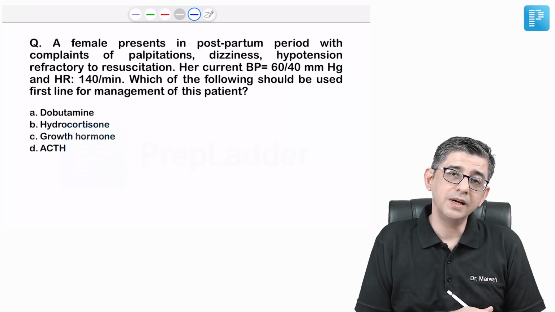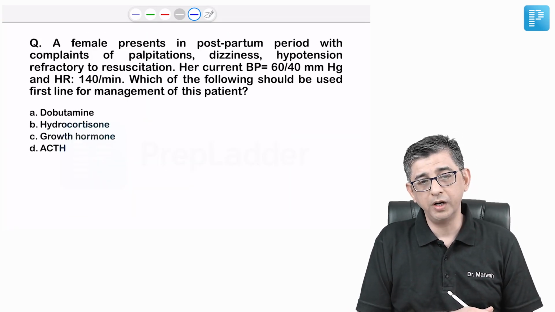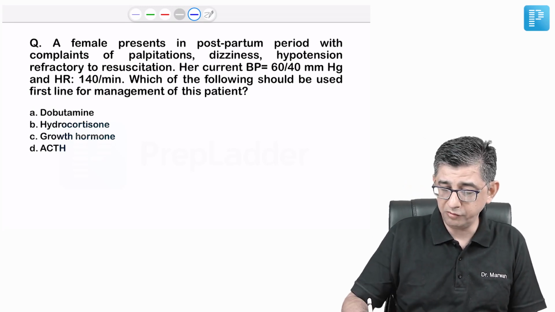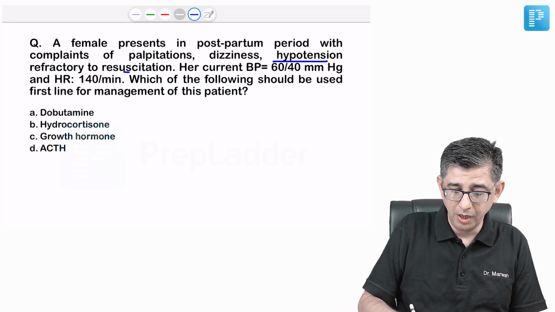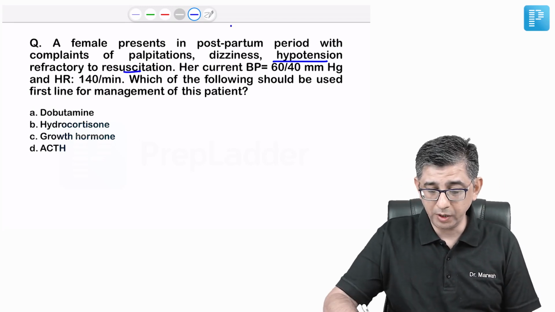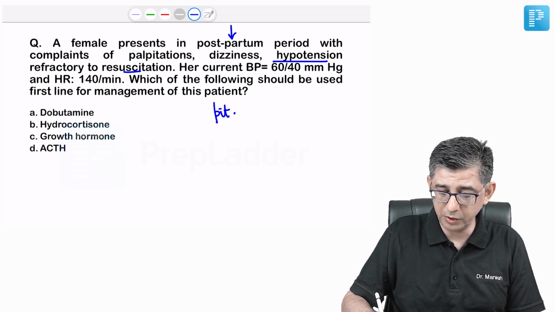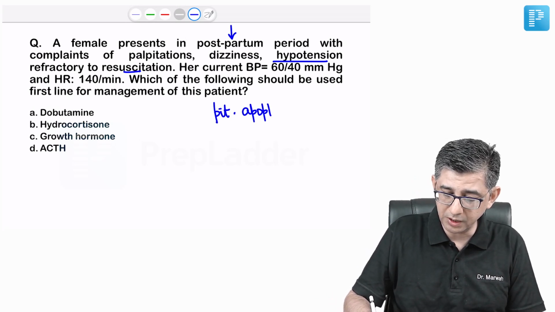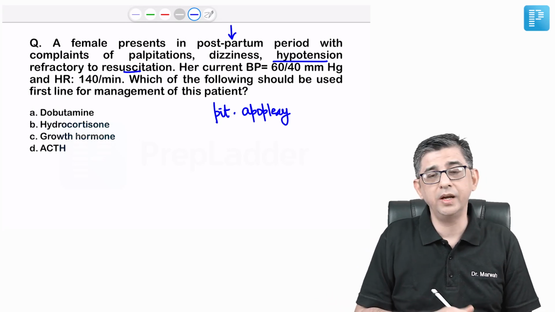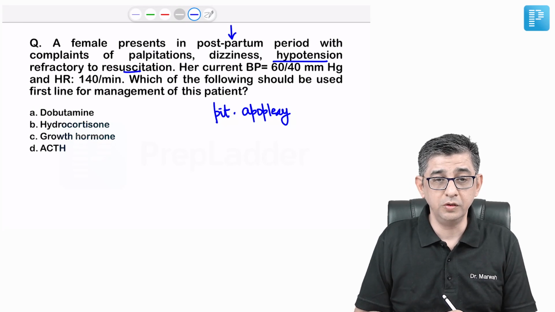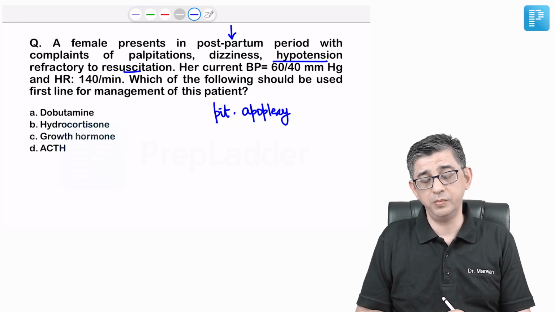The next question says, a female presented in the postpartum period with complaints of palpitations, dizziness, hypotension, refractory to resuscitation. And this is the postpartum period. So my thought process is postpartum and there's a crashing of BP. So there might be a pituitary apoplexy, and that could explain probably the low blood pressure of this patient. Which of the following should be used first line for the management of this patient?